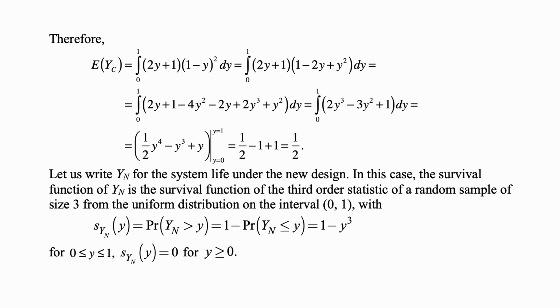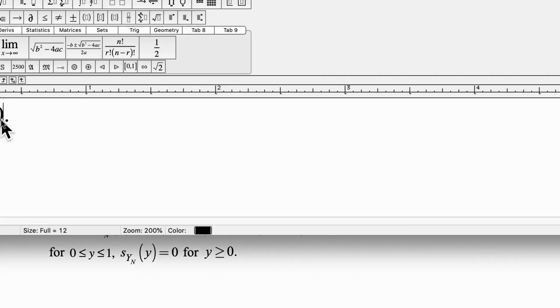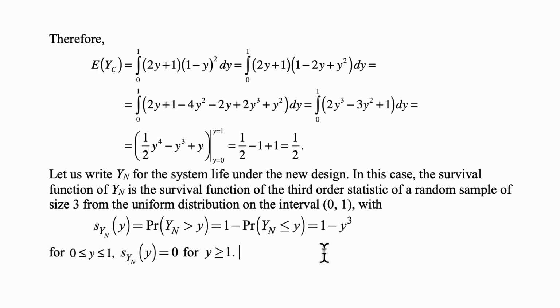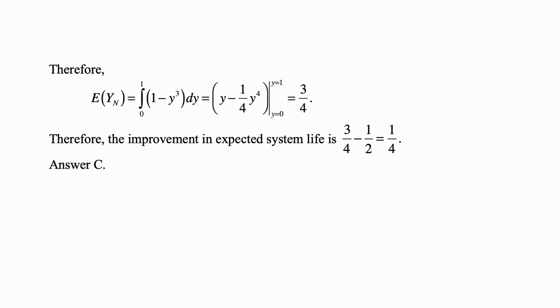Of course, the survival function is 0 for y greater than or equal to 1, so this is another typo, my apologies. And therefore, the expected value of Y sub N is equal to the integral from 0 to 1 of 1 minus y cubed dy. And that's y minus 1/4 y to the 4th evaluated from 0 to 1, so it's 3/4. Therefore, the improvement in expected system life is 3/4 minus 1/2, and that's 1/4, which is answer C.